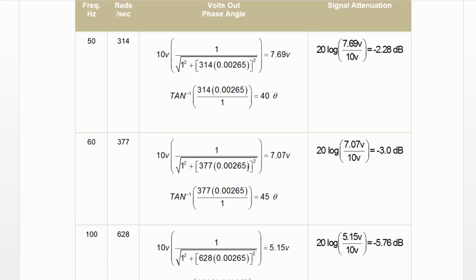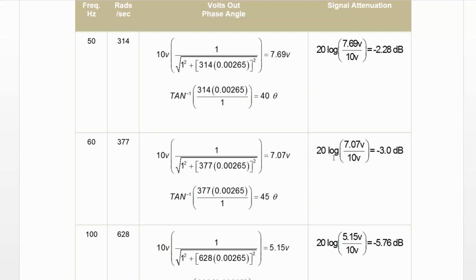Square that, and we get 1 plus 1 is 2. Take the square root of that, we get 1.414. Take the reciprocal, and you get 0.707. 10 volts times 0.707 gives you 7.07 volts. So at our corner frequency, we're at 70.7% of our voltage.